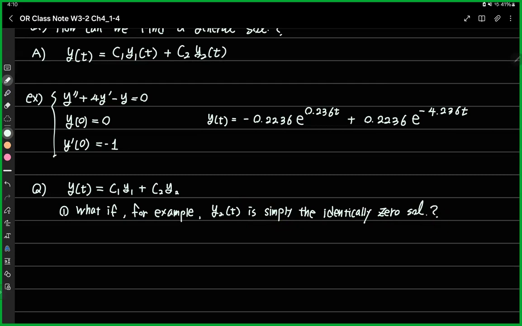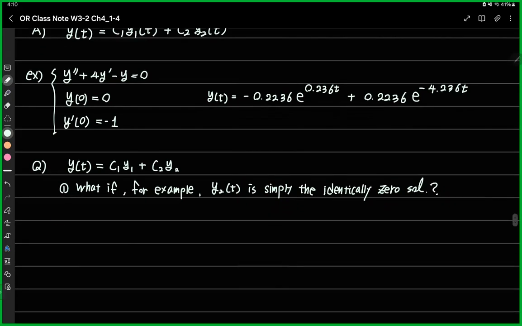So we're going to get a problem. And then the second one: what if y2(t) is a constant multiple of y1(t)? Okay. So here's the answer.